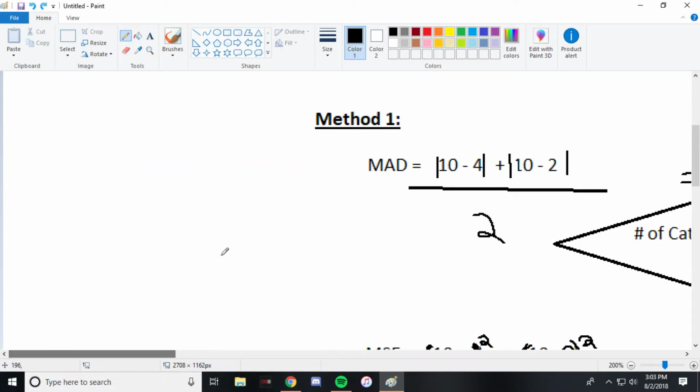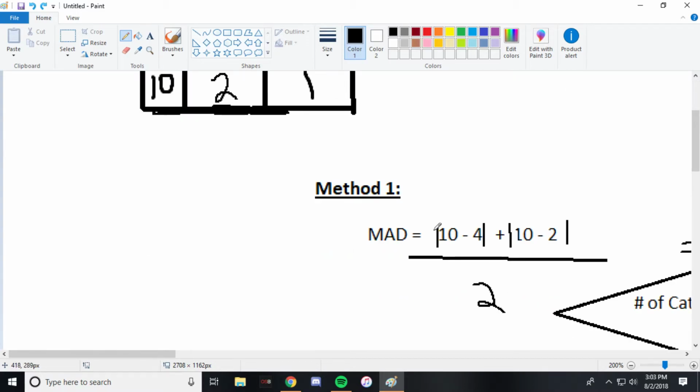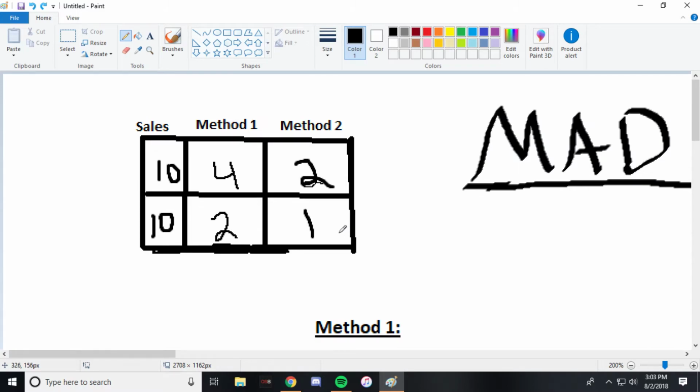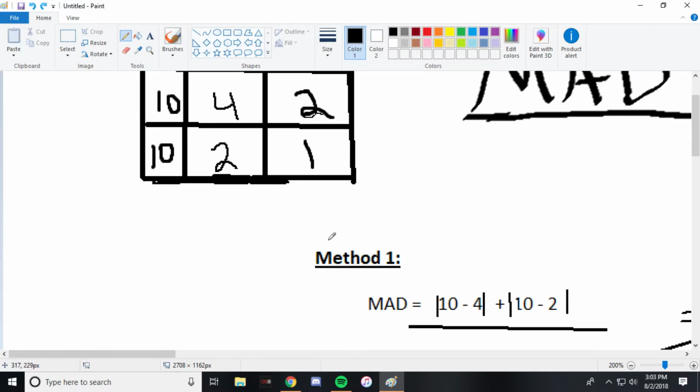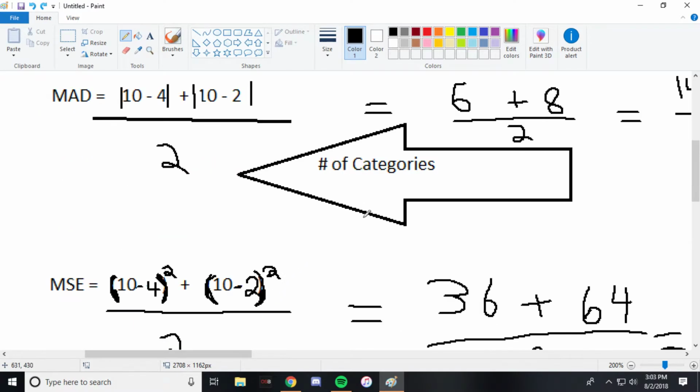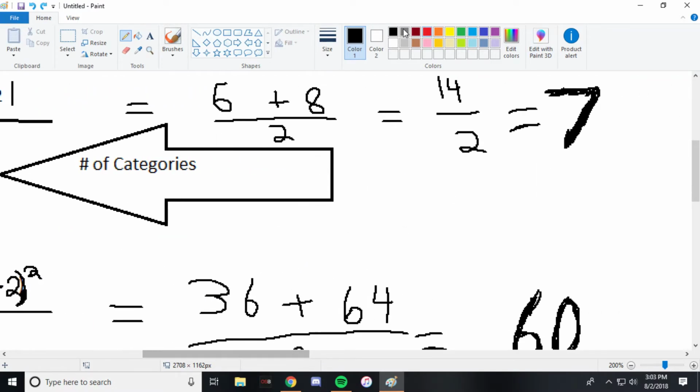You can see there are 2 rows, so, well, categories isn't the best word, but 2 rows of data. Anyway, you do all that and you get 14 over 2, which gives you 7. So the MAD score for method 1 is 7.